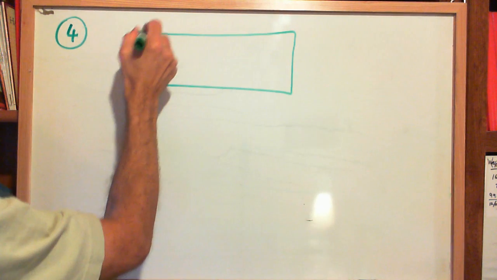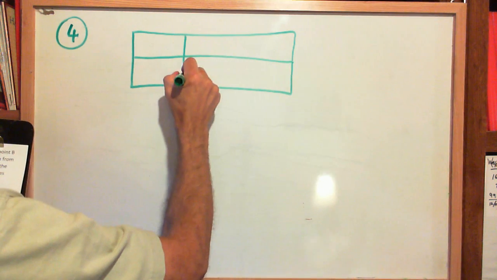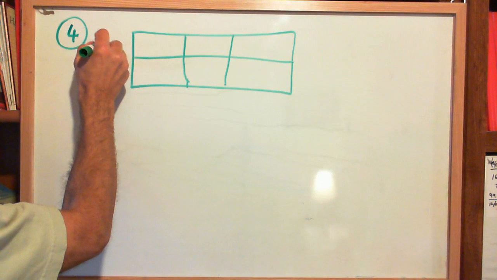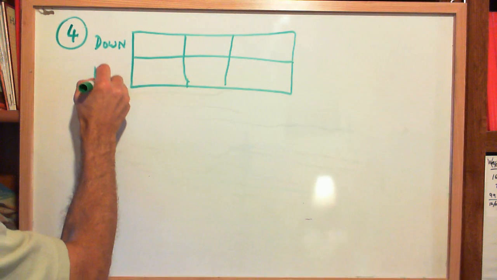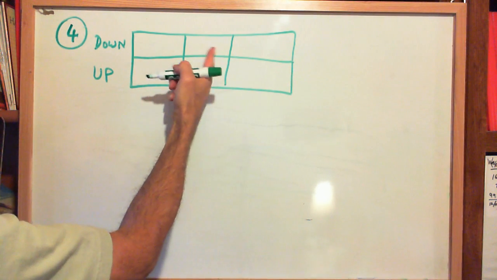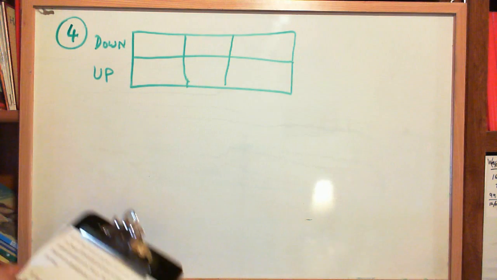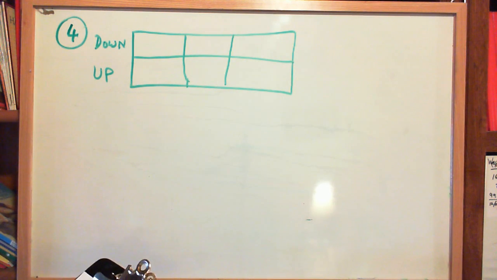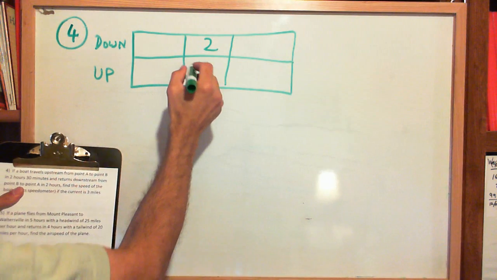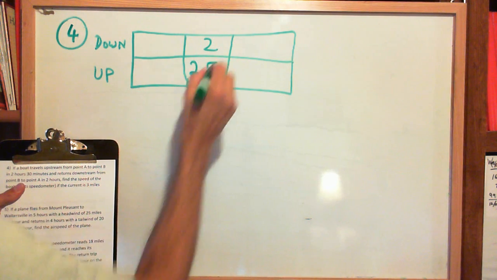This is why you need these boxes. I know before they didn't seem that important, but now they get more complicated. We know we've got a downstream, and we know we have an upstream. We know the downstream is going to be a smaller number here. It's got to be. So immediately I see my downstream was 2 hours. My upstream is 2 hours and 30 minutes, or 2.5 hours.